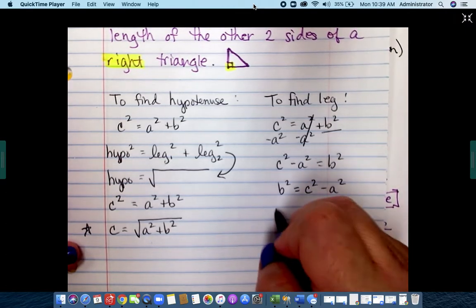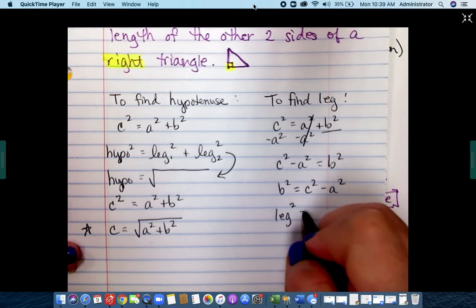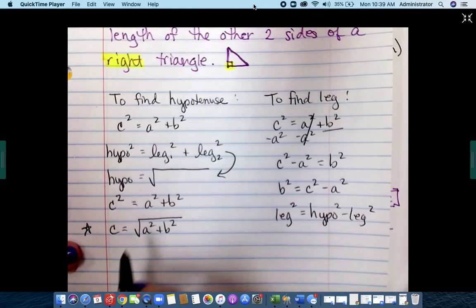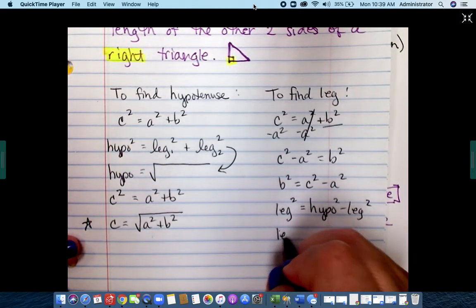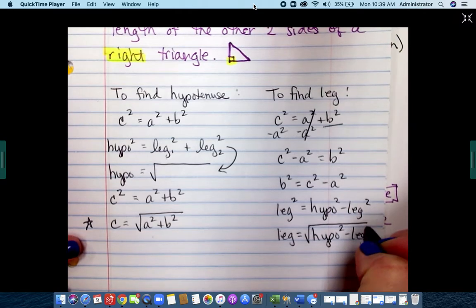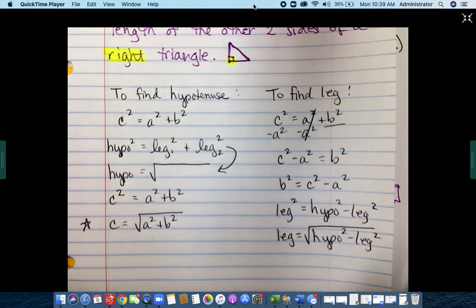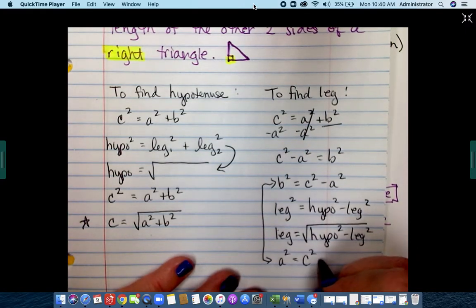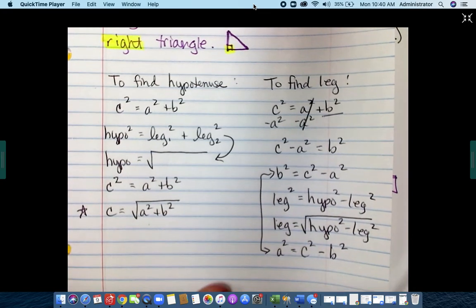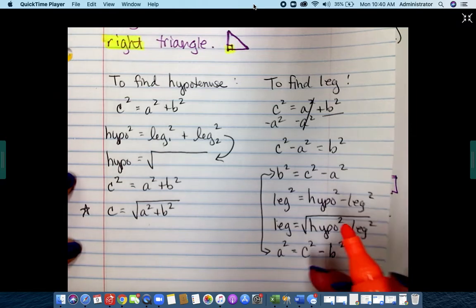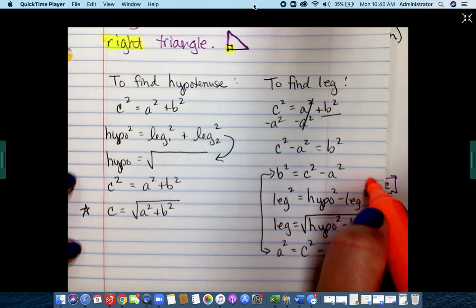But to find a leg, we always do hypotenuse squared minus the other leg squared. And then similar to what we did over here, we take the square root. So a leg will always equal the square root of the hypotenuse squared minus one of the legs squared. This formula really is the same thing as saying a squared equals c squared minus b squared, because it really doesn't matter which side we denote as a or b. If you're looking at that and thinking that doesn't make a lot of sense, really I just need you to remember this right here.